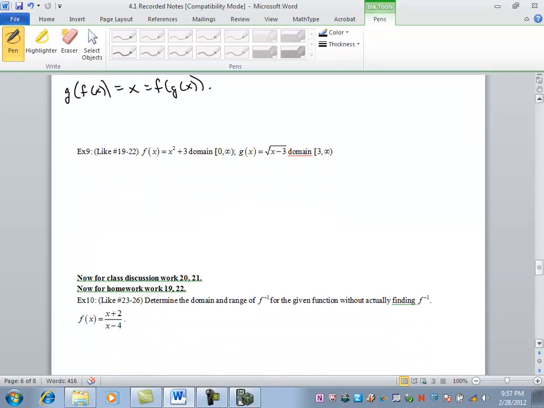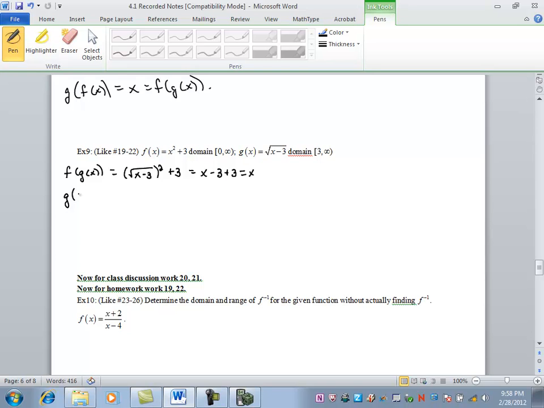Now let's take a look here at our next example. And this is one where we've restricted the domain on g. Of course, we've had to do that, otherwise the function will become undefined. But if we look at f of g of x, what we're looking at is the square root of x minus 3, squared, plus 3, which gives me x minus 3 plus 3, or x.